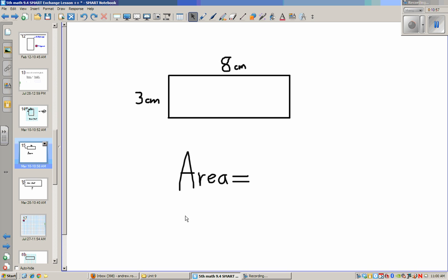Now, I want you to find the area of this rectangle. I've given you the measurements because you can't really measure on your screen. So I want you to find the area of this rectangle. Pause the video and do that right now.